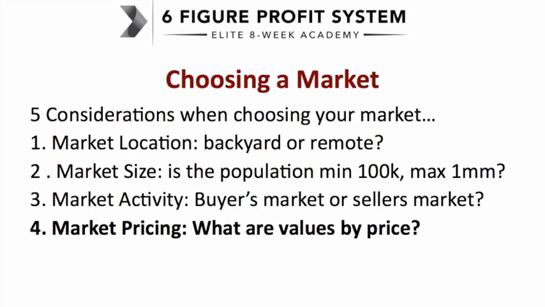Number 4 is market pricing. What are the values by price? How do they break down, and what are they specifically? What is the number of transactions by price in the market you're considering? Just like we did with Nashville, where we broke it down and said, okay, there's this many under 100, there's this many between 1 to 2, 2 to 3, 3 to 5, and so on. So you see where, at the highest price point, the most transactions are taking place.